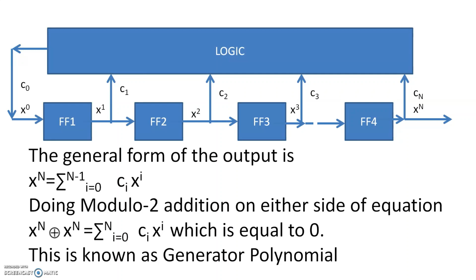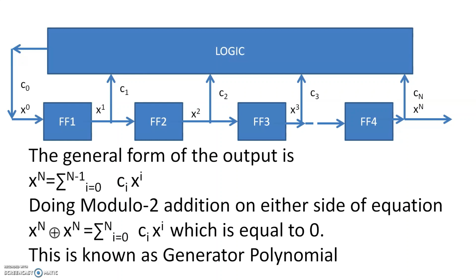So you can write the general equation as x raised to n is equal to the summation, i equals 0 to n minus 1, of ci into x raised to i. So x raised to i represents the output of each of the flip-flops, and c0, c1, c2, c3, up to c(n-1), is the output connected to the logic. In some cases maybe ci equal to 0 means there is no connection, and ci equal to 1 means there is a connection.